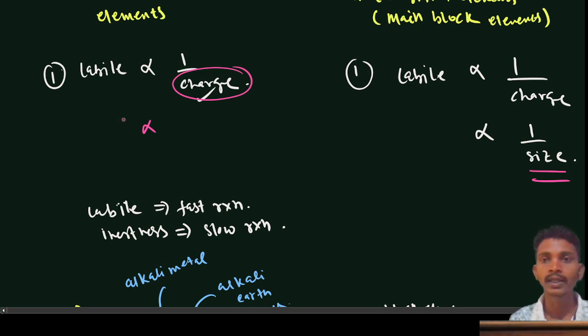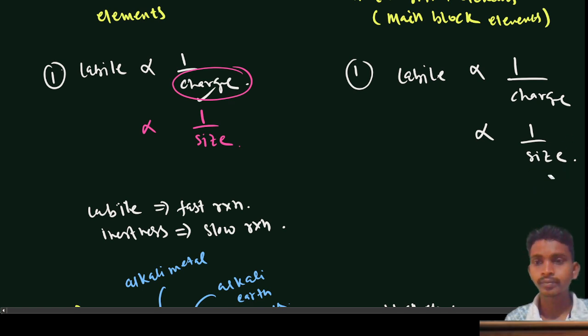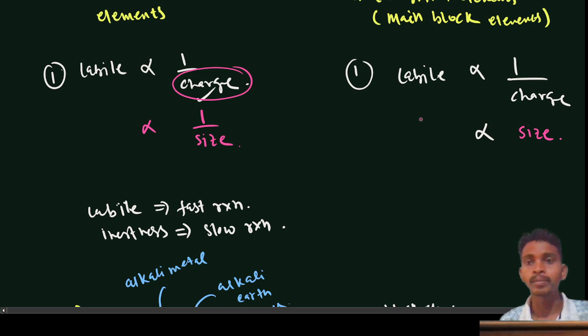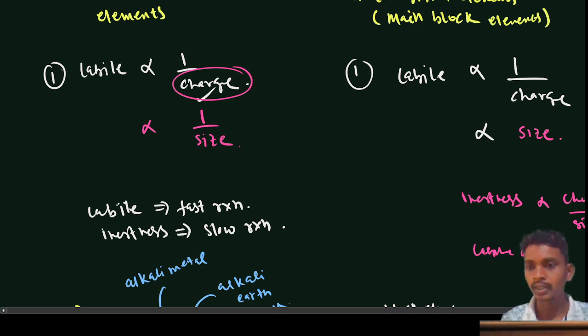Labile means that there has to be a small size. If the size is high, then inertness will come. So this is indirectly proportional to size. Okay, for this case, where the size is high, they are more labile. This is directly proportional to size, because for non-transition metals, inertness is directly proportional to charge and indirectly proportional to size, then lability will be just the opposite, that is indirectly proportional to charge and directly proportional to size.